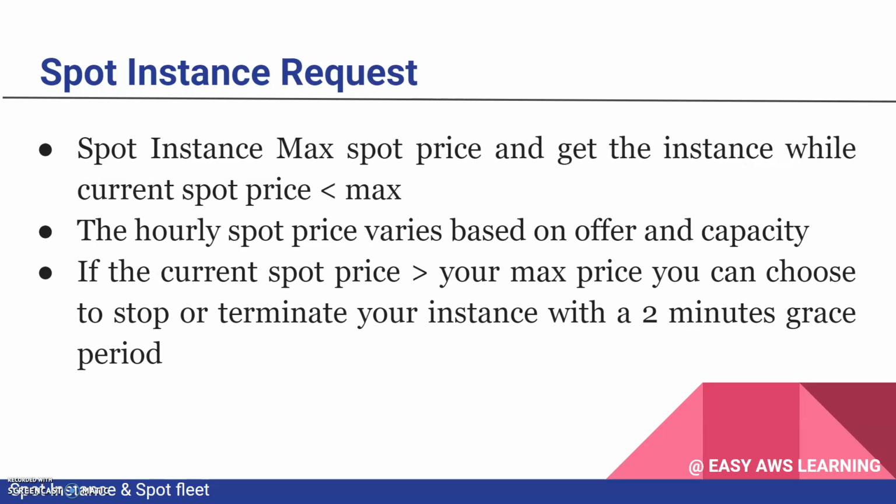So how does a spot instance request work? You set a max spot price, and you will get the instance while the current price is lower than your max price. So when you bid with the max price, you will get your instance. This is hourly based, and the spot price varies based on the offer and the capacity. The price can differ based on the available capacity of different EC2 instance types.